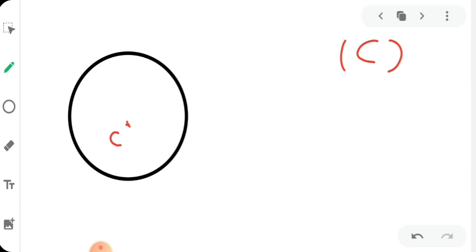Now suppose the mirror surface is this one. This is our mirror surface, which I am drawing in red, and the remaining portion would be our hollow sphere.